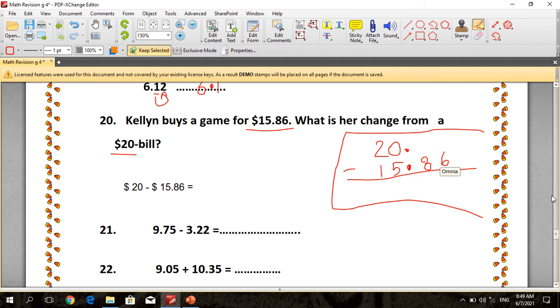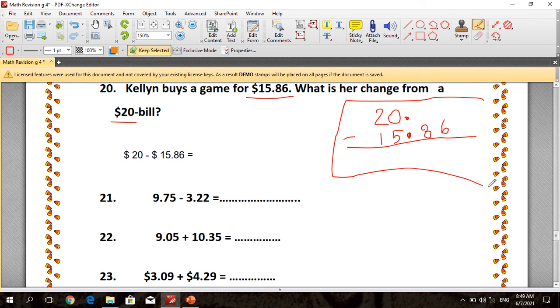Okay, now let's get the result. First of all, we will put the decimal point. Second, we will search for any empty place. We will put zeros.